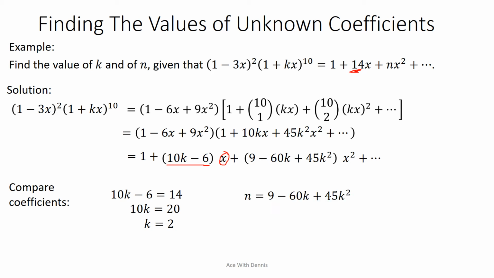Next, this whole thing, 9 minus 60k plus 45k squared, is the coefficient of the x squared. We compare with the original equation, it is n, therefore n equals 9 minus 60k plus 45k squared. And we substitute the k value, which is 2, into the equation, we get n equals 69. This is how we get the value of k and n.